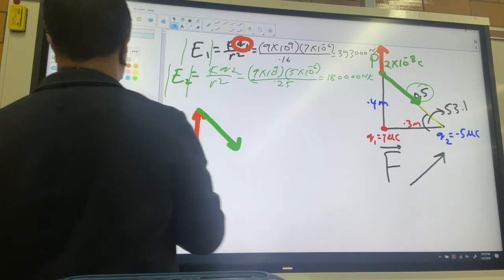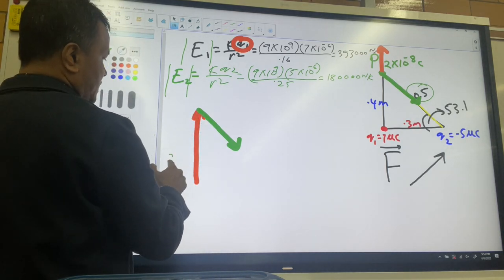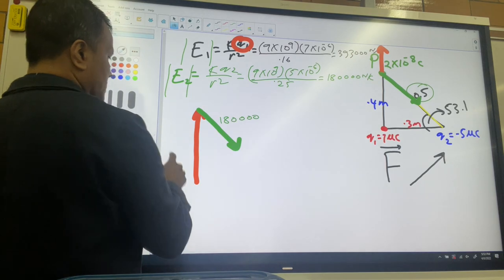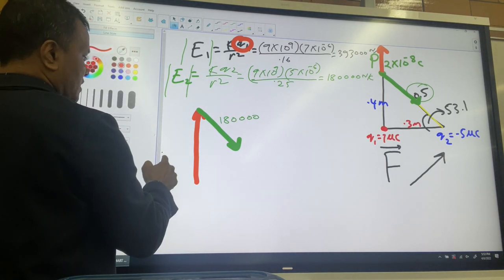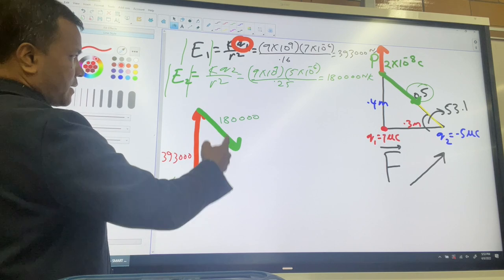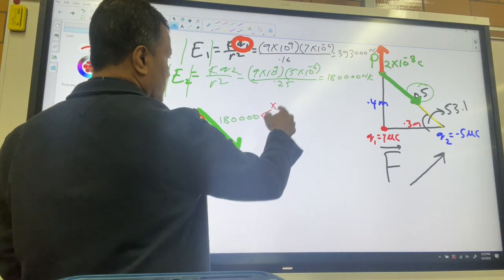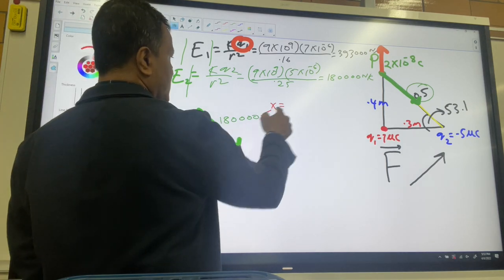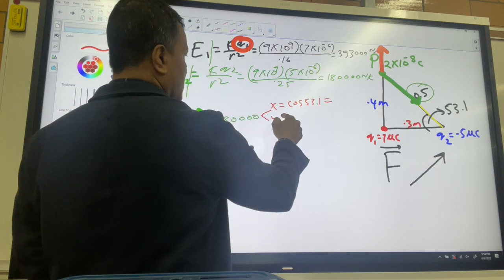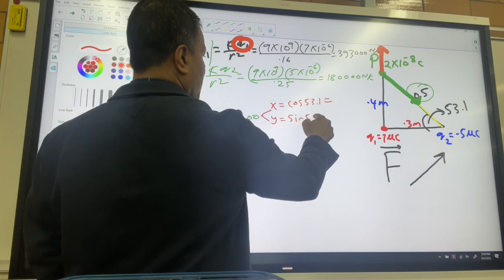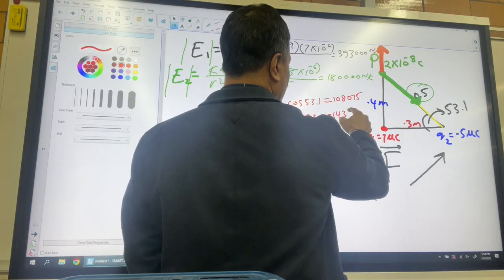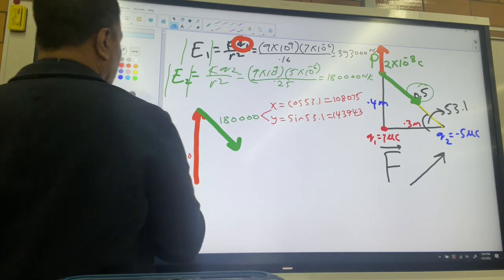All right. So now, what do we know about this one? This is of course 180,000, and this is 393,000. This one is just the y, but this one has two components, x and y. So how can we find it? So this times cosine 53.1 gives you the x, and this one times sine 53.1 gives you the y. So the x would be 108,143.943. Excellent.